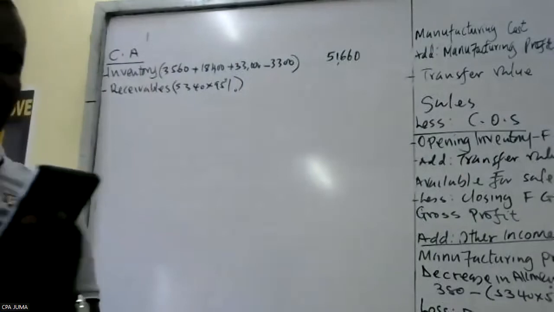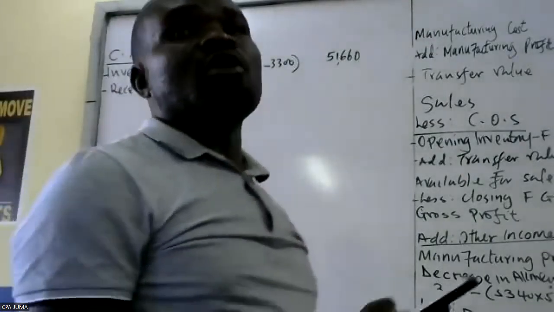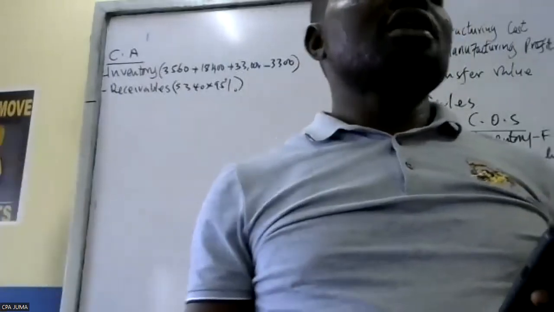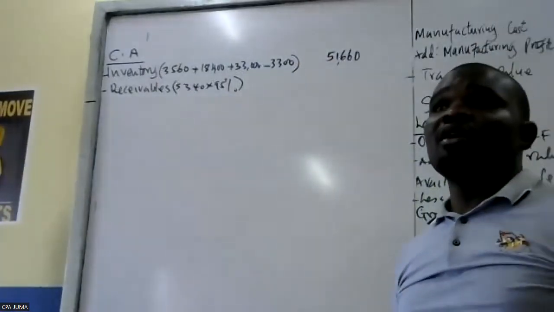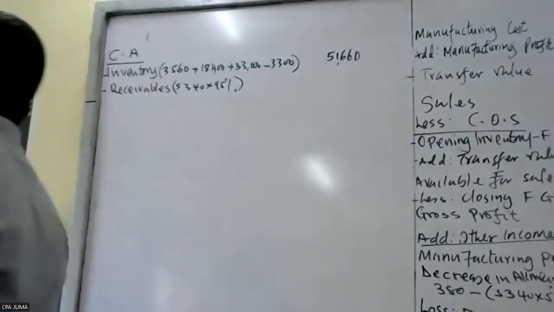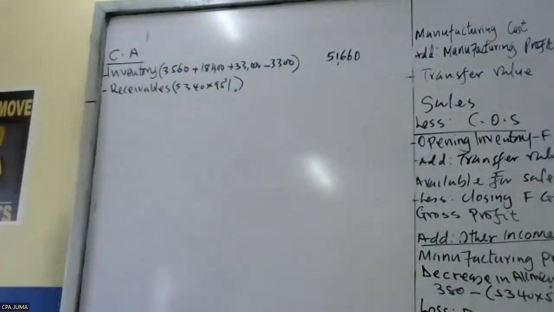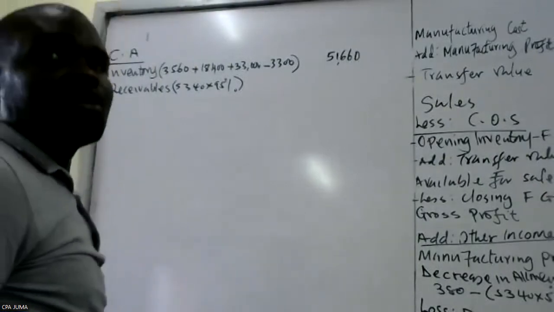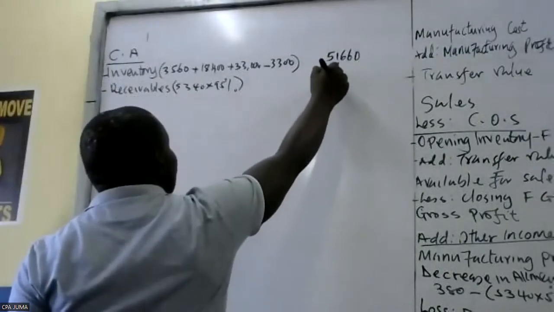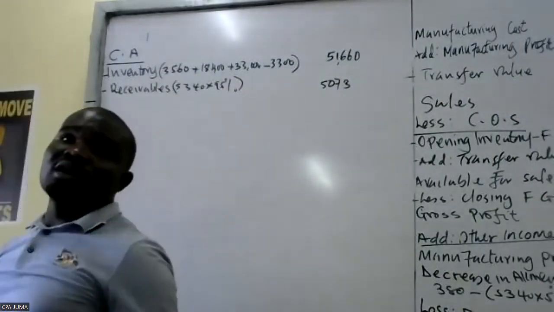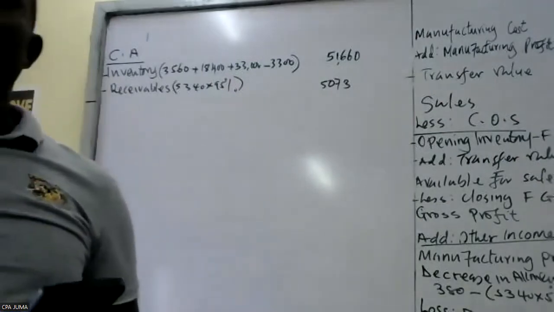Allowance for doubtful debts is maintained at 5% of the accounts receivable. So it means 5% are being suspected they might not pay. So the remaining, you take 95%. So take 95% of 53.40 for those who are likely to pay. How much? 50.73.